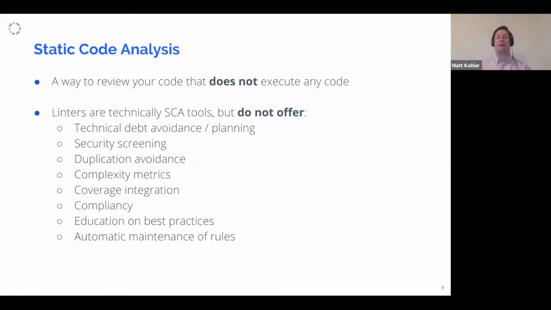And also the automatic maintenance of rules. Linters are generally what power the static analysis, and there are so many different linters that you'll see here in a moment. How do we maintain these linters to make sure they're in lockstep with the latest versions of the languages we're using, and making sure that we're not wasting so much time with undifferentiated heavy lifting?